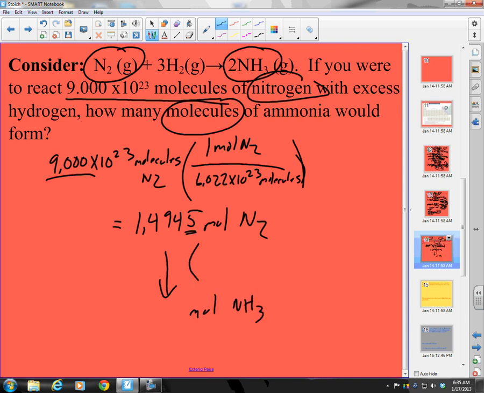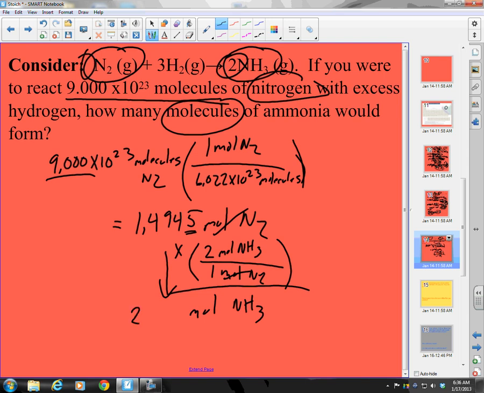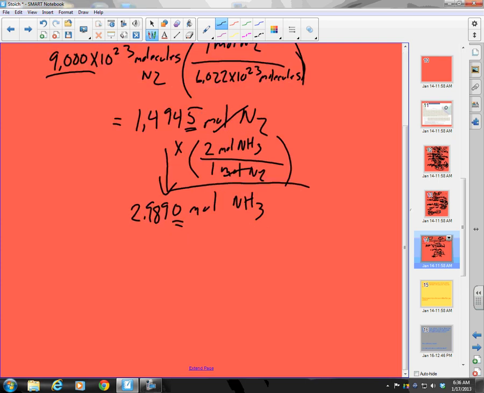How do I go from moles of N2 to moles of NH3? Well, I'm going to multiply by a mole ratio. What's going to go on top? NH3. So I'm going to multiply 2 moles of NH3 per 1 mole of nitrogen. My moles of nitrogen cancel. And what do I get? Times 2 divided by 1, and I get 2.9890 moles of ammonia.